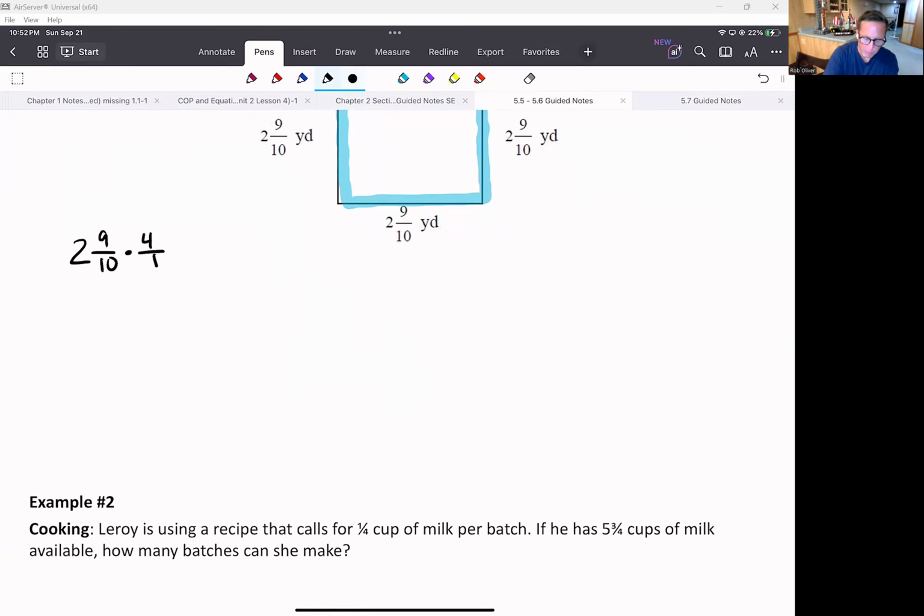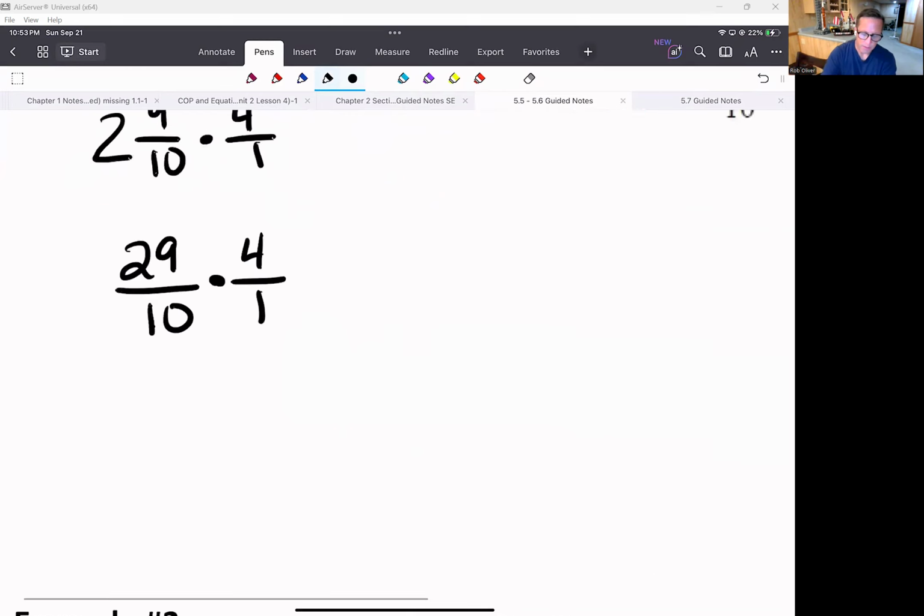All right, and we're going to apply what we've learned, which is change it into an improper fraction, right? So 29/10 times 4 over 1 right here. And then we can do a little bit of cross canceling. These numbers can be divided by 2. So that turns into a 2. This turns into a 5. And then 29 times 2 is 58. That's 58. 5 times 1 is 5.